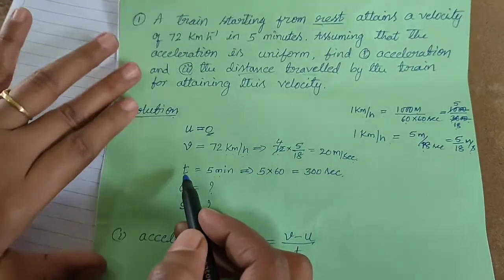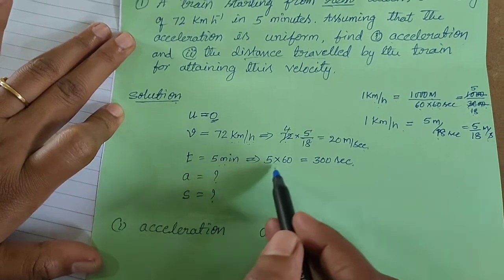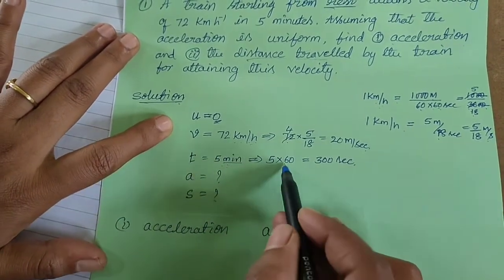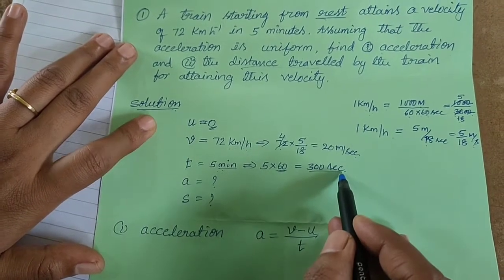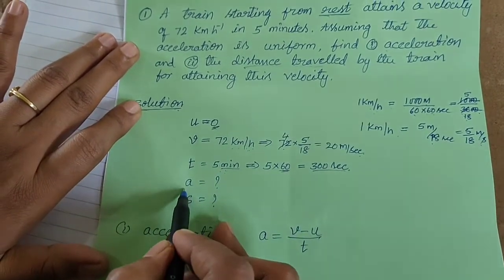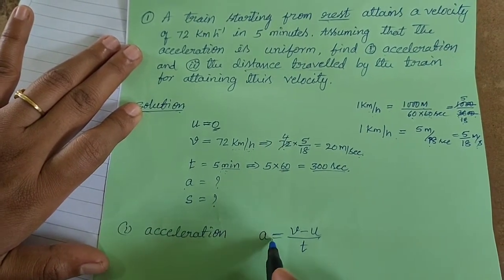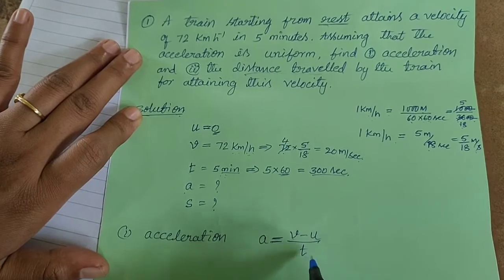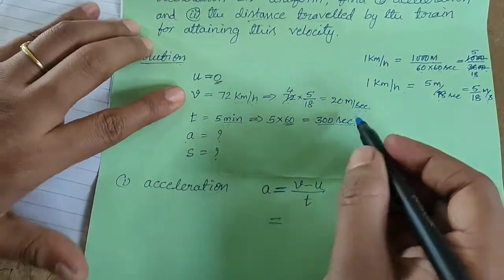In the same way, t is 5 minutes, so it can be converted into seconds. In 1 minute there are 60 seconds, so 5 into 60 is 300 seconds. What is to be found out? First find the acceleration. Students, you can use this formula: a equal to v minus u divided by t.